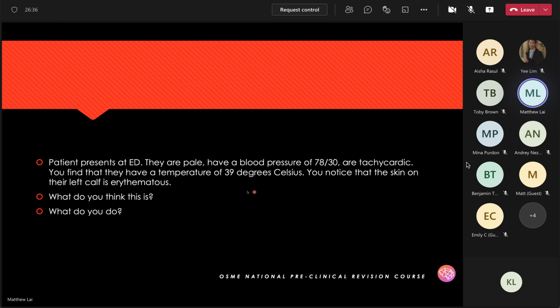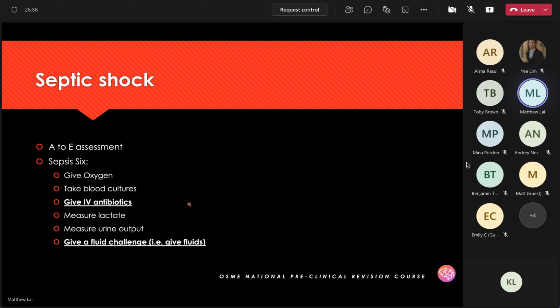So the main important things here, well, firstly they're in shock, but also that they have a fever. 39 degrees Celsius is a fairly high temperature. And also the skin on the left calf is red. So we're thinking maybe there's an infection going on and there's some kind of cellulitis here. So what do we do in this situation? So we suspect sepsis, and so the patient could be undergoing septic shock.